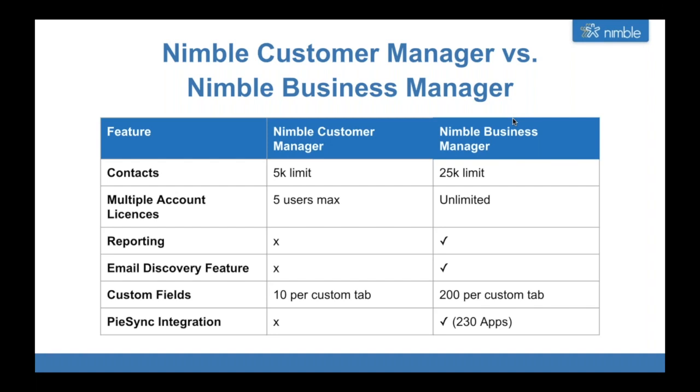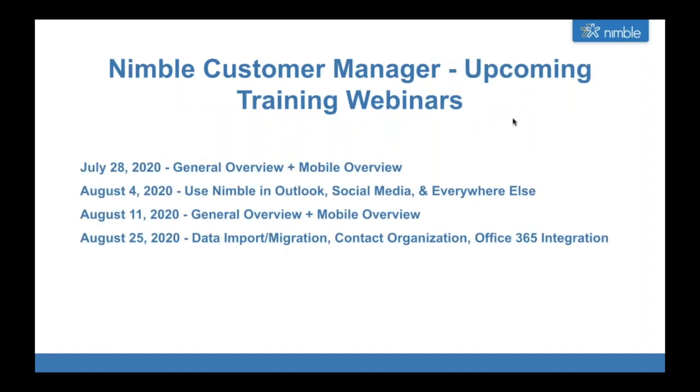The reporting is different for both of them as well, because you don't get reporting features under Nimble Customer Manager. The email discovery feature as well is not something that's available in Nimble Customer Manager. And finally, you only get 10 custom fields and you don't get any PieSync integration, but you get all of that with the Nimble Business Manager.